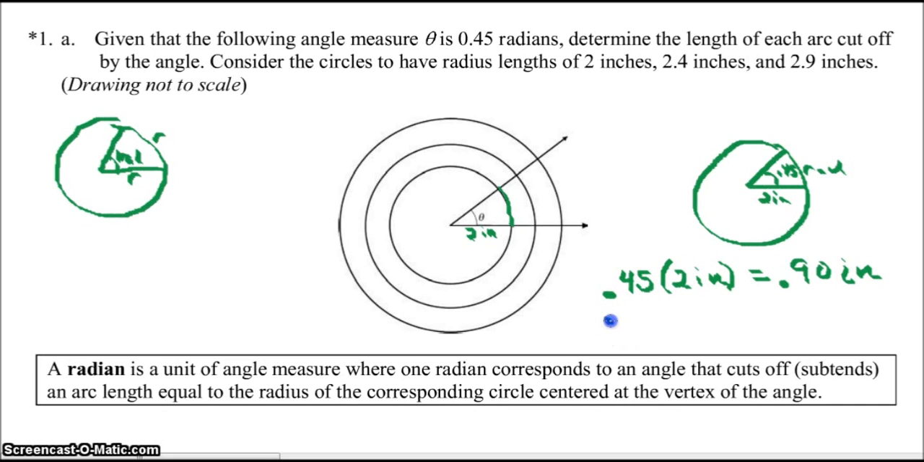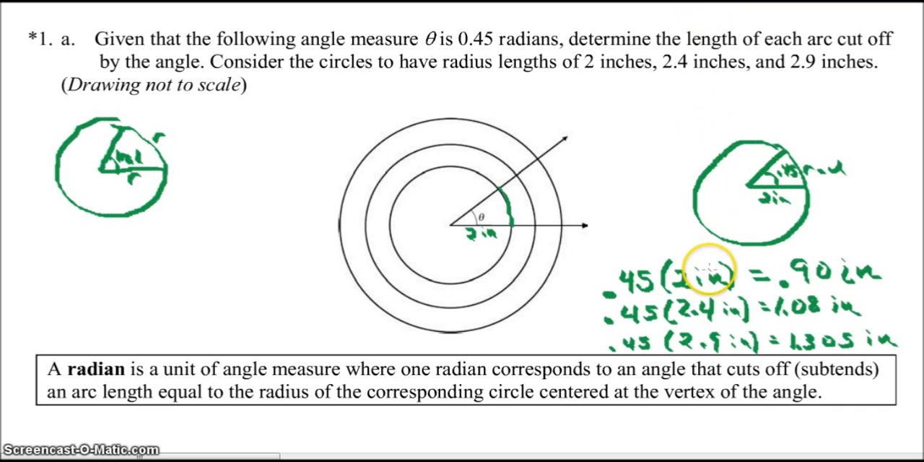We could solve each of these other ones the same way. 0.45 times 2.4 inches and 0.45 times 2.9 inches. Notice that as the radius increases in length, because the radius goes from say 2 inches to 2.4 inches, then the arc length also increases. So each of these arc lengths is getting progressively larger as the radius of the circle gets larger.